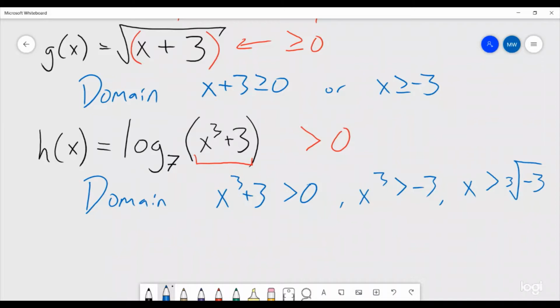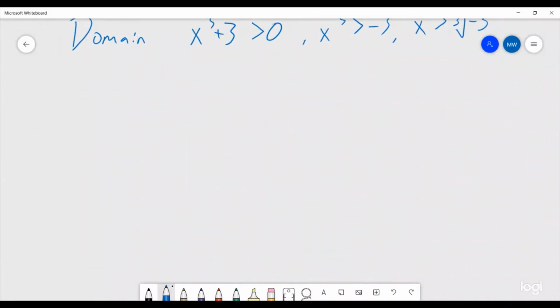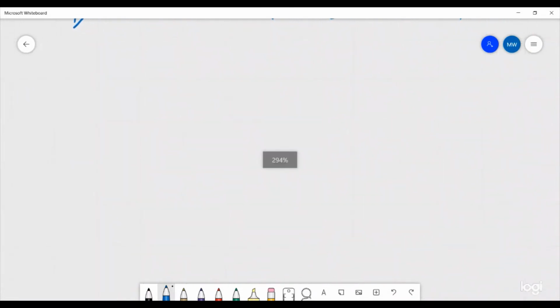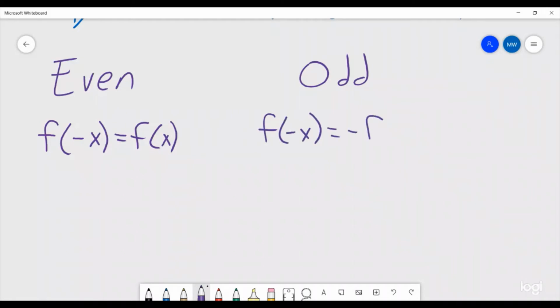Another type of function that we would have to deal with sometimes is with what are called even and odd functions. So a function is even if f of negative x is equal to f of x. And a function is odd if f of negative x is equal to negative f of positive x.